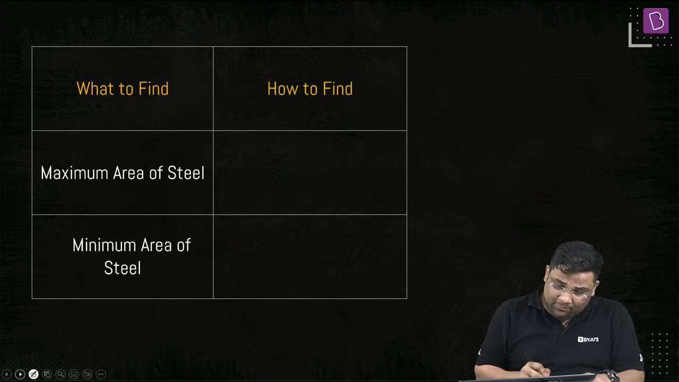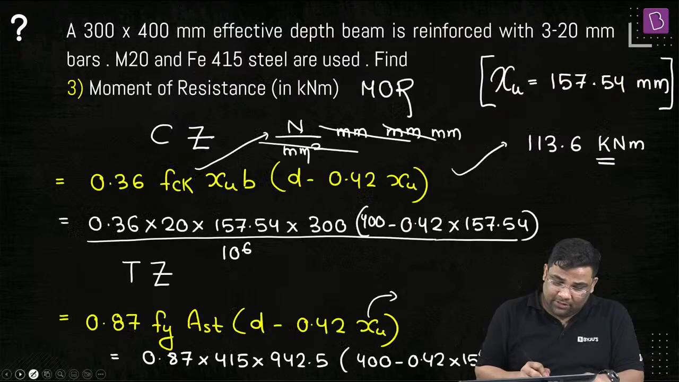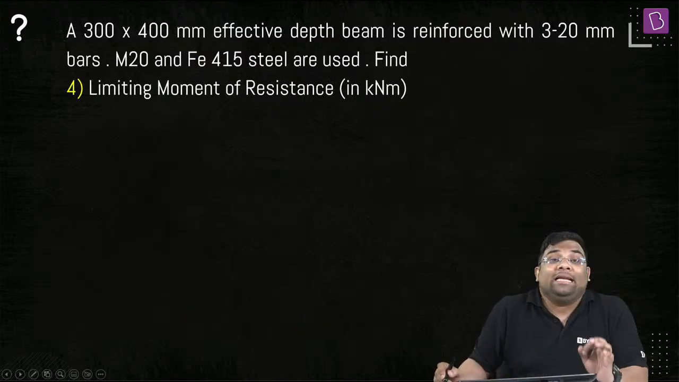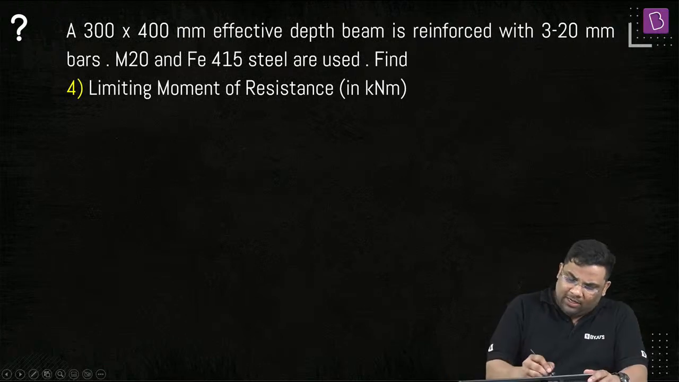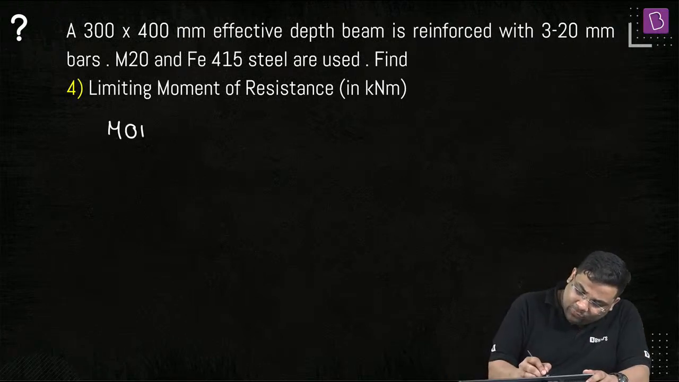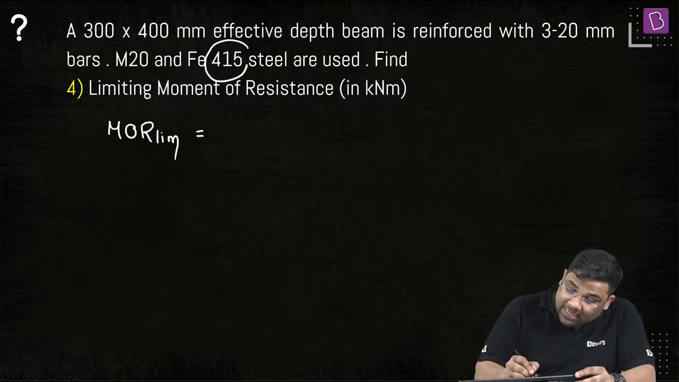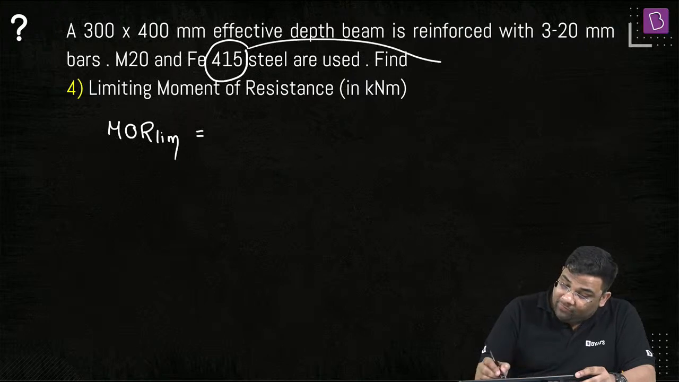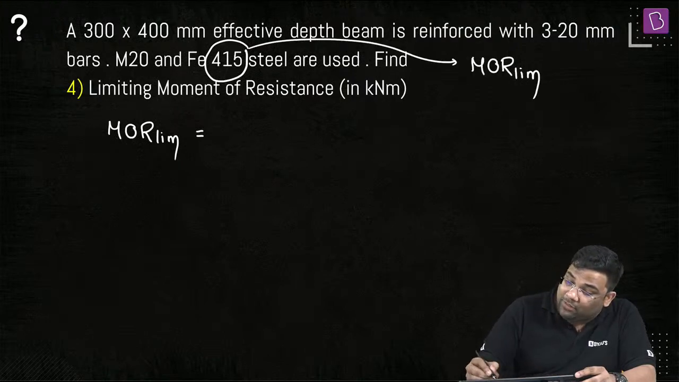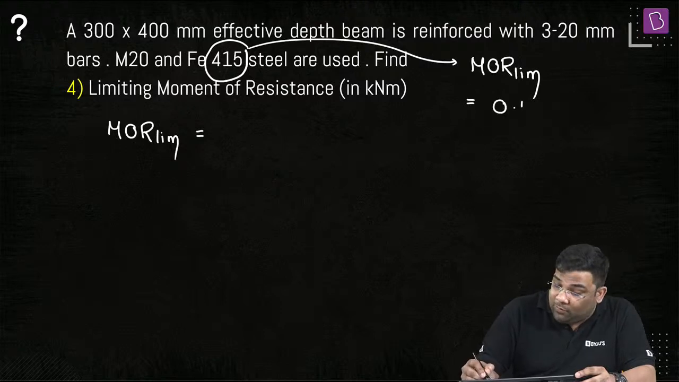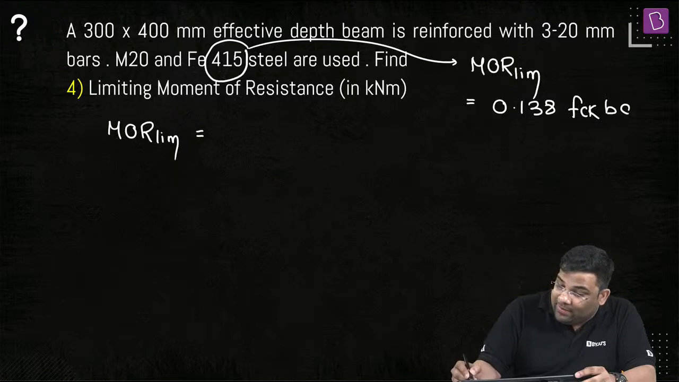Same question we'll solve. You see question number 4. The limiting moment of resistance means MOR limiting. They have asked the same question, MOR limiting. So what you do with MOR limiting? Very easy. It is Fe415. For Fe415, the formula of MOR limiting which we found was 0.138 FCK into BD square.